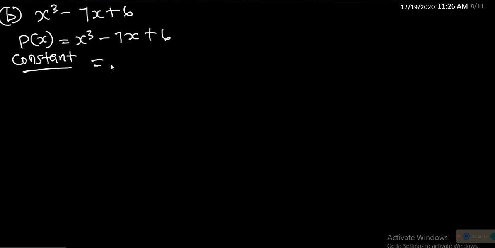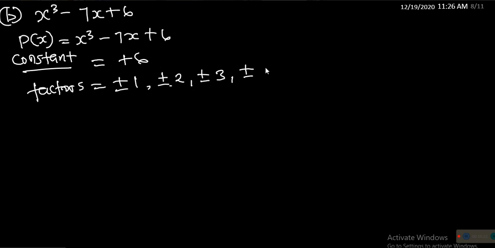The constant here is plus 6. So find the factors of plus 6. Factors, we have plus or minus 1, plus or minus 2, plus or minus 3, and then plus or minus 6. So we check using trial and error or the integral zero law to find which of these will give us a remainder of 0. So check starting from x equals 1.